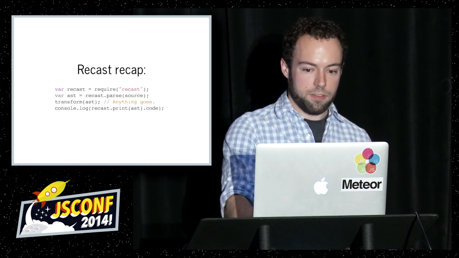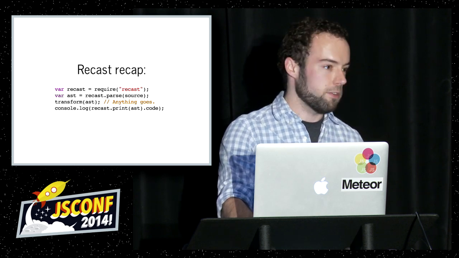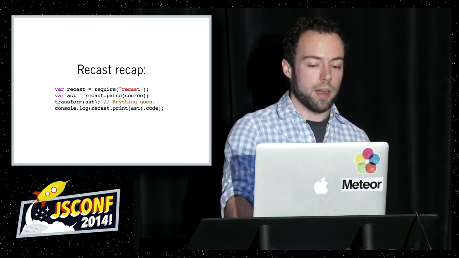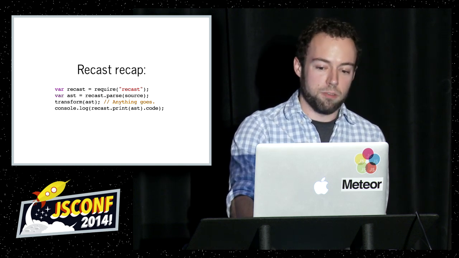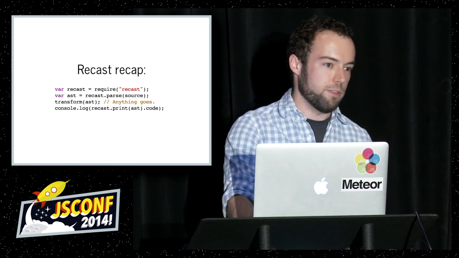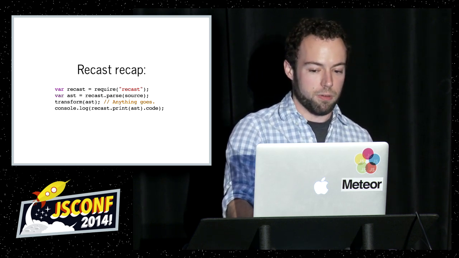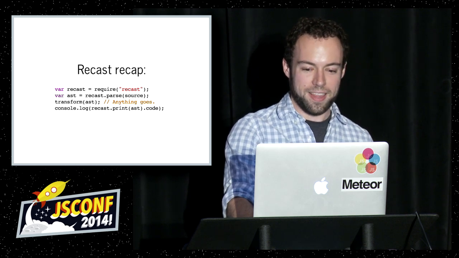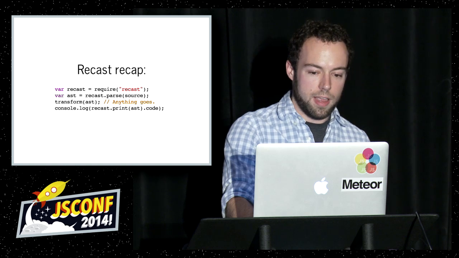So how do you use recast? Just to recap, you require it. You call recast.parse on the source, and then you get to do literally anything you want with the abstract syntax tree. Recast doesn't care. It does bundle a suggested traversal tool, but you really don't even have to use that, and I'm not even super thrilled with it, so I'd recommend you find anything that works. And then you call recast.print with the modified abstract syntax tree and do whatever you want with the resulting string. So that's how it goes.